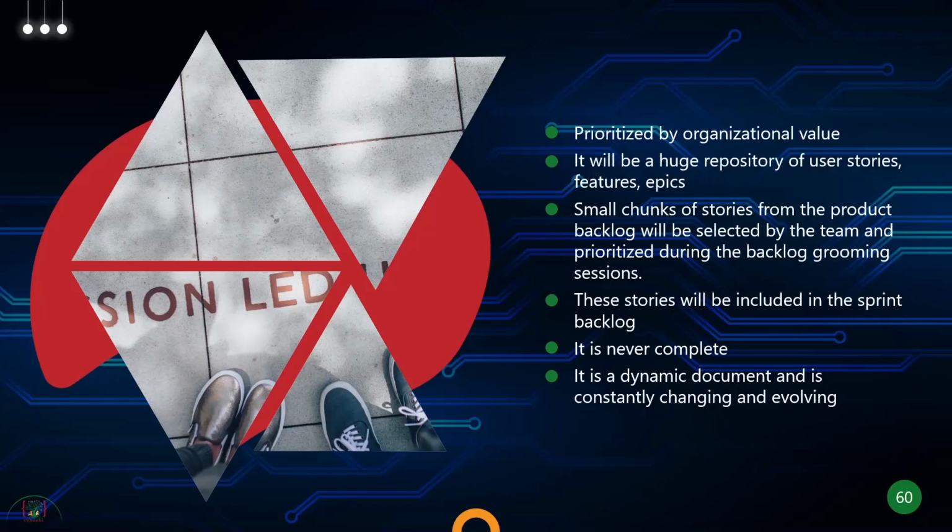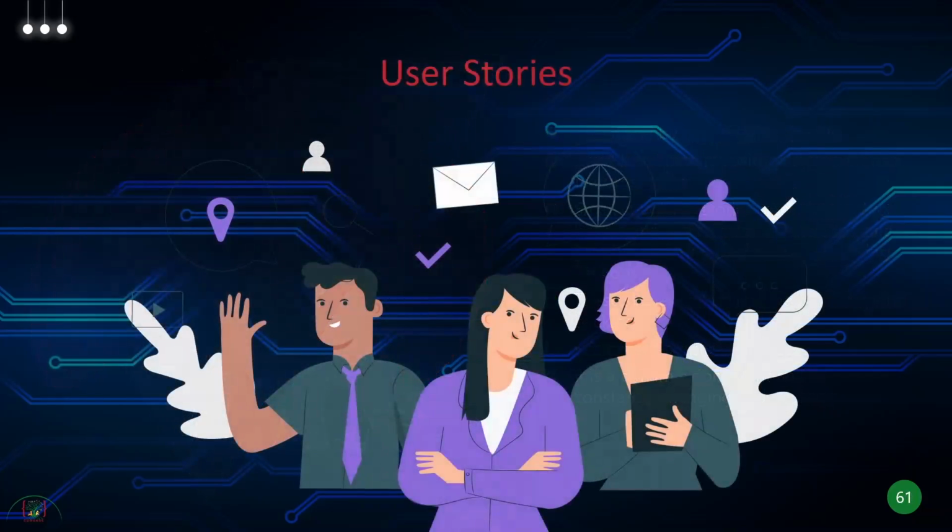Basically, the team is going to go ahead and select a small chunk of user stories from the product backlog during the backlog grooming sessions. And, as long as they're prioritized, they start working on it. And the small chunk of user stories will be included in the sprint backlog, and it's never complete. The product backlog is never complete. It's a dynamic document and it's constantly changing and evolving.